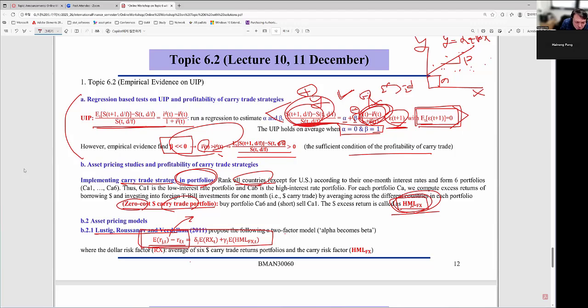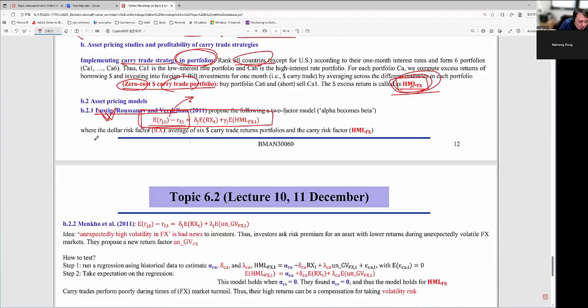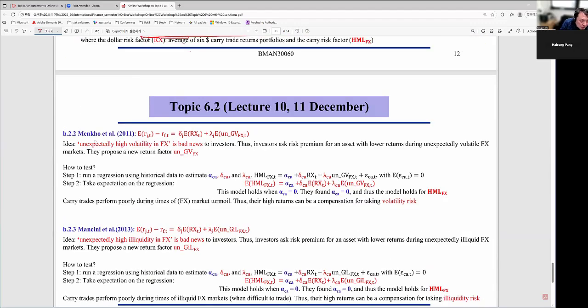So what is the model we're going to use? First candidate is this one. Second candidate is this one. Third candidate is this one.